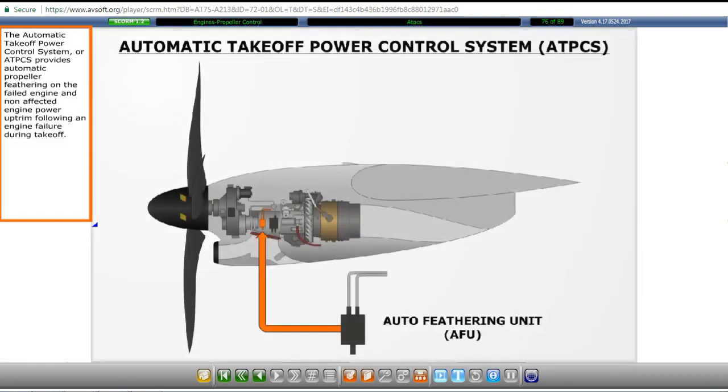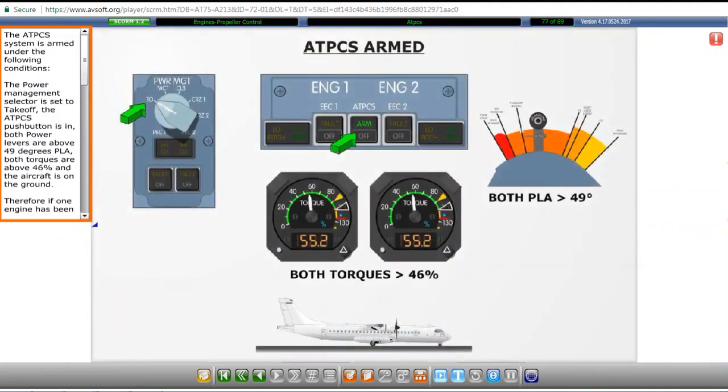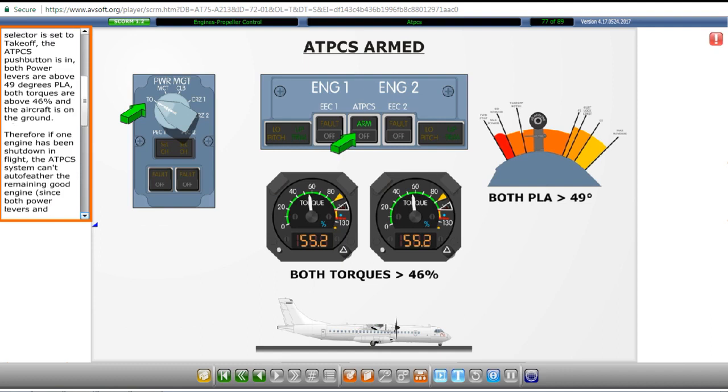The Automatic Takeoff Power Control System, or ATPCS, provides automatic propeller feathering on the failed engine and non-affected engine power uptrim following an engine failure during takeoff. The ATPCS system is armed under the following conditions. The power management selector is set to takeoff. The ATPCS push button is in. Both power levers are above 49 degrees PLA. Both torques are above 46%, and the aircraft is on the ground.